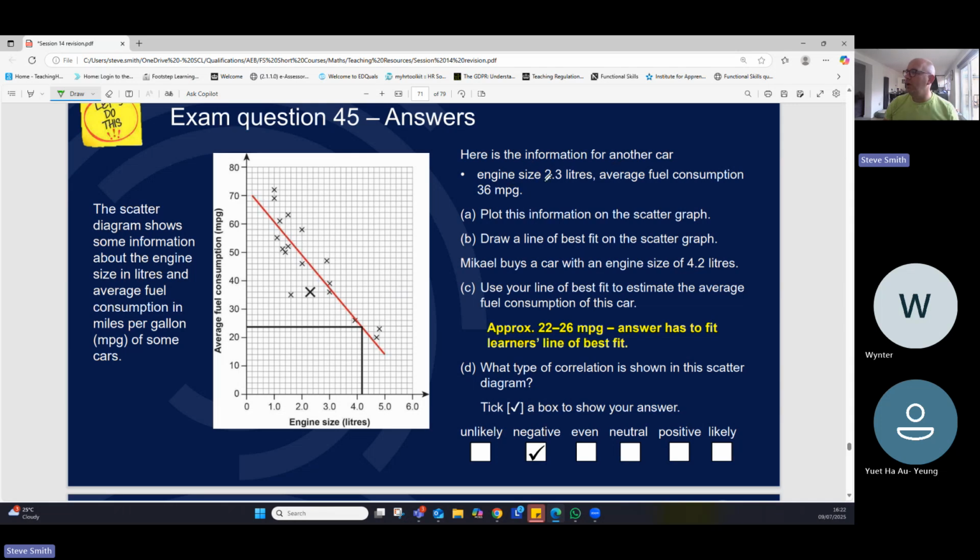Engine size is 2.3 litres. Okay. Average fuel consumption is 36 miles per gallon. Plot this information on a scatter diagram. Okay, so we've got here, let me just blur my background 1 second. Okay, right. So we've got 2.3 litres of fuel. So we're going to go up at 2.3. So on this graph, you can see that there's 5 spaces between 2 and 3. So that means that each little space is worth 0.2.